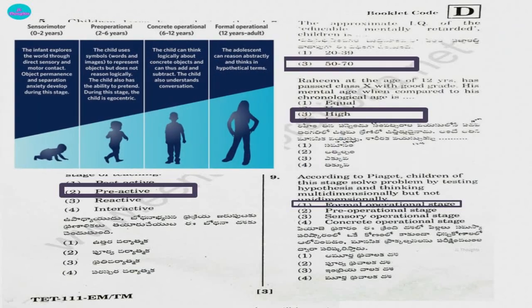The answer is option 1, formal operational stage. The first one is the sensory motor stage, which is 0 to 2 years. Second, pre-operational, 2 to 6 years. Third, concrete operational, 6 to 12 years. And the last one is formal operational, 12 years to adult. This is the adolescent, and they have abstract thinking here. So he thinks in hypothetical terms.